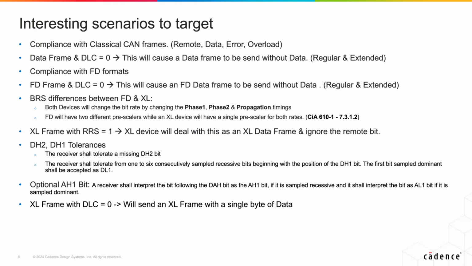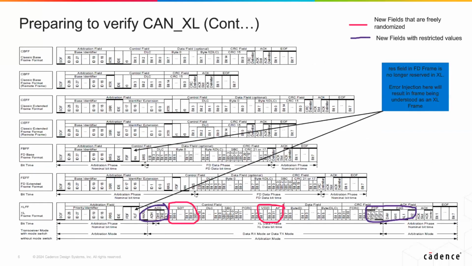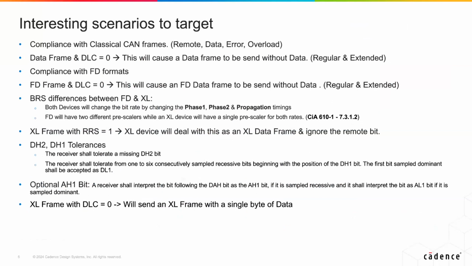Second, another interesting scenario in CAN XL is the RRS. The RRS here is the remote request substitution field. In all the other frame formats, if it was sent as 1, as CAN XL is a standard ID format, this would always be interpreted as remote. However, in CAN XL, even if you set the remote substitute field as 1, it will still be interpreted as an XL data frame as long as you are sending the FD and XL bits as 1.